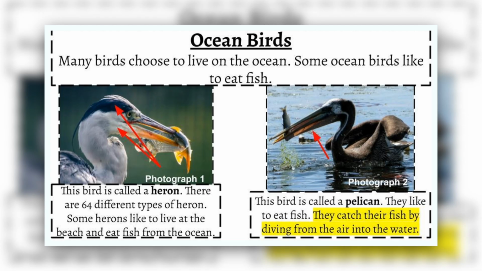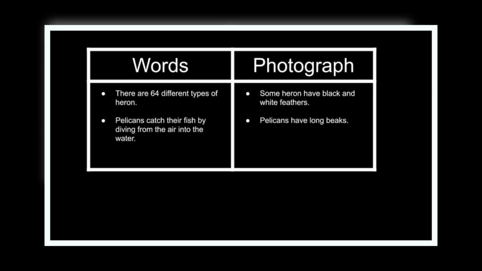Can you find another key idea about the pelican here in the author's words? That's right. Here, the author writes, they catch their fish by diving from the air into the water. Let's add that to our T chart. Wow, we've collected a lot of details. Great work.